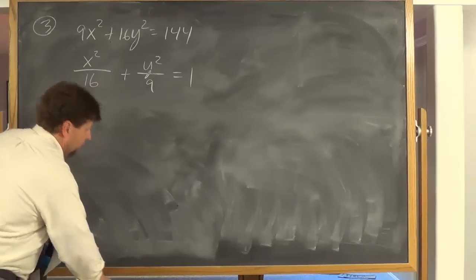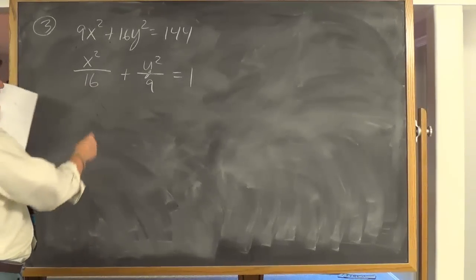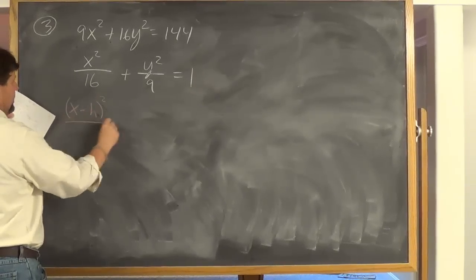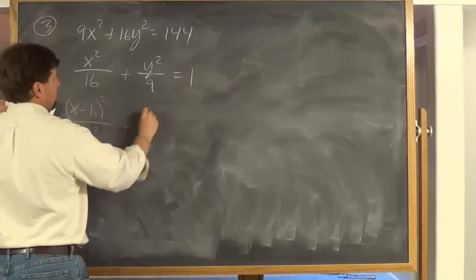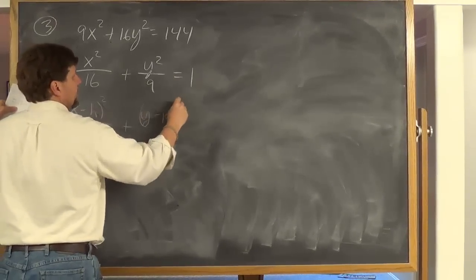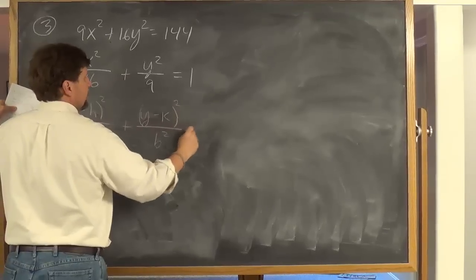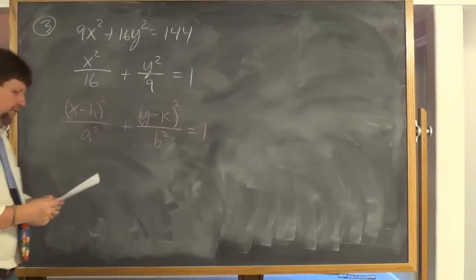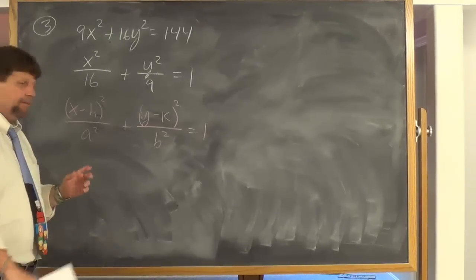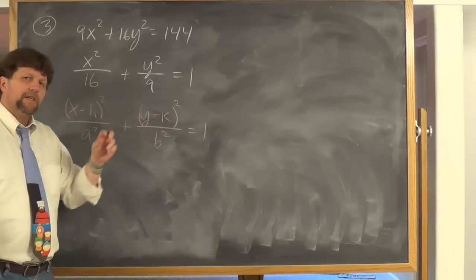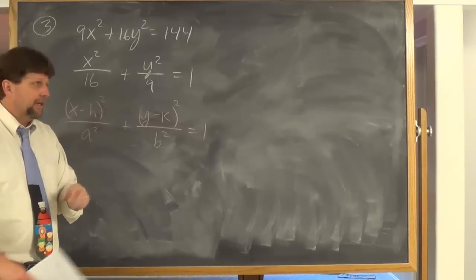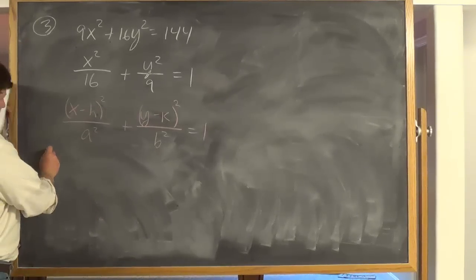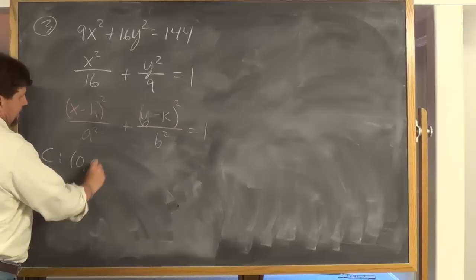Now, let me get this red chalk again. Let me write down my general form of an ellipse: (x - h) squared over a squared plus (y - k), that quantity squared, over b squared, equals 1. So that's the general form. And once I know the general form, keep in mind (h, k) will tell us the center of the ellipse. We weren't asked to find the center, but I'm going to go ahead and list it anyways. The center is at (0, 0).